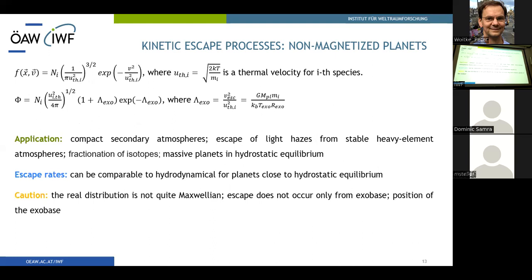So, as evident, as this process considers mainly the collisionless atmosphere and the escape from the exobase, it's going to be most relevant for the compact secondary terrestrial-like atmospheres. And as it considers each specific atmospheric species separately, as the atmosphere is not collisional, it's going to be relevant for escape of the light gases, for example, through the stable heavy element atmospheres, as is the case for the present-day hydrogen escape at Earth. And also for the fractionation of isotopes and elements with different masses.